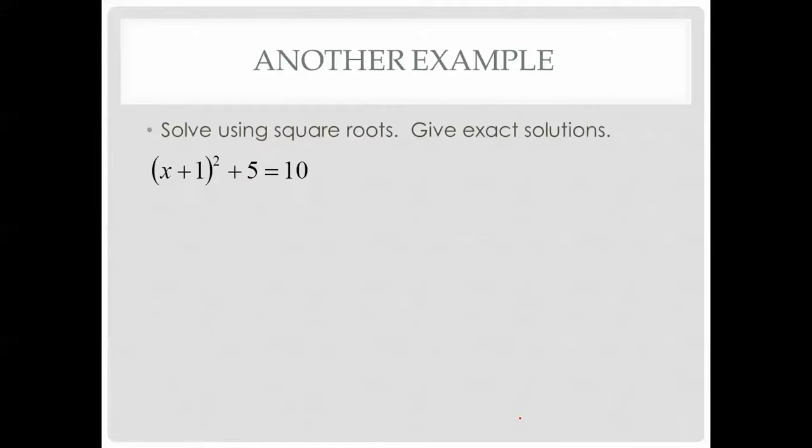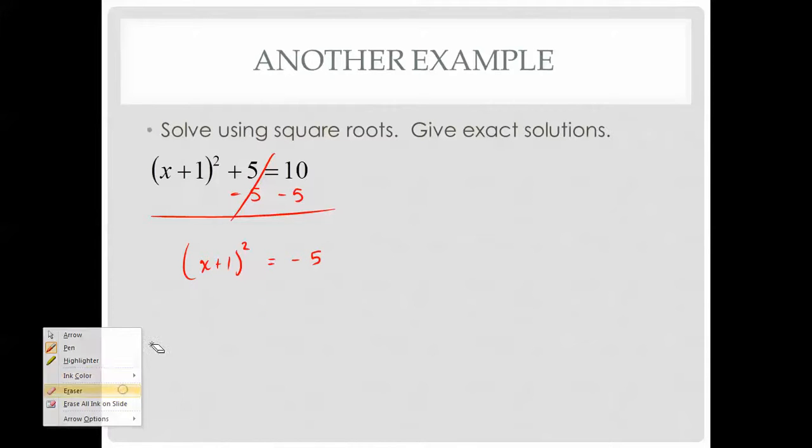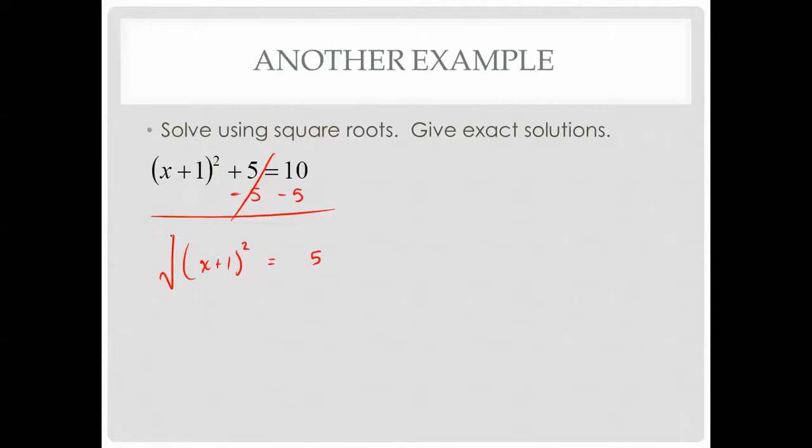Here's another example using square roots. Again, I have an x squared term, although this time it's a binomial squared, but the rules are still the same. I'm going to isolate it. So subtract 5, I get x plus 1 squared equals negative 5. Nope, positive 5. At this point, I can square root both sides. I get x plus 1 equals plus or minus the square root of 5.